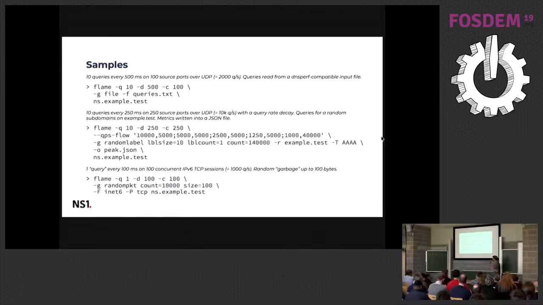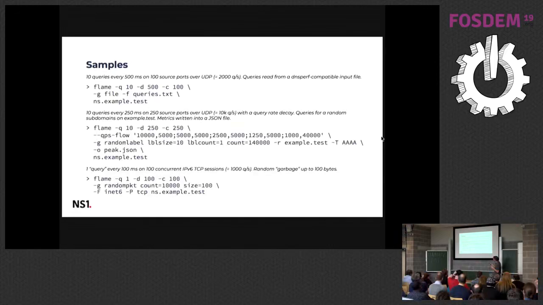Here are some examples. Simple one that uses the DNS perf input format. I included some description of what it will end up doing. So in the first case, it's on UDP. You're opening 100 source ports or source sockets, and you will send 10 queries each 500 milliseconds, which will end up with 2,000 QPS.